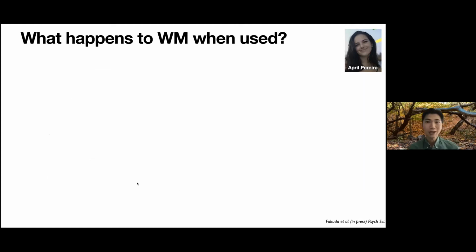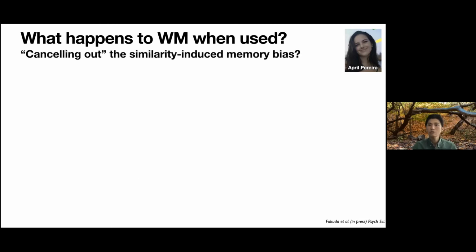This is concerning, right? We need to keep the memory representation accurate across use, because if we can't, we may not be able to return the phone to the guy who dropped it. So what April and I wanted to do was find a way to cancel out this memory bias. Our approach was to ask people to do additional similarity judgments so that we can correct the once-distorted memory in the right direction.